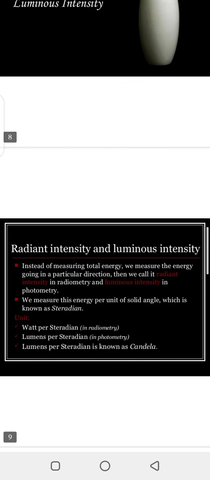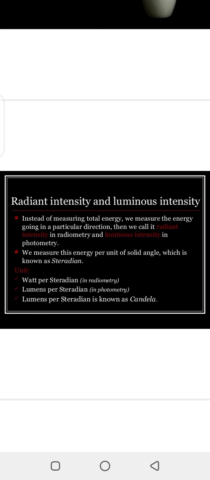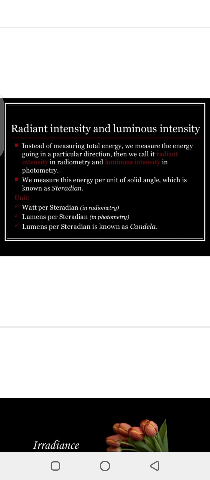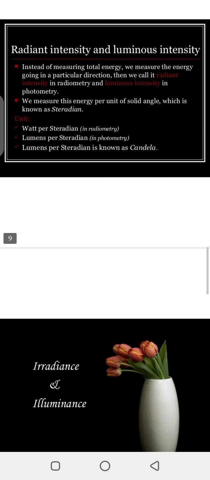Next, radiant intensity and luminous intensity. Instead of measuring total energy, we measure the energy going in a particular direction. Then we call it radiant intensity in radiometry and luminous intensity in photometry. We measure this energy per unit of solid angle, which is known as steradian. Unit watt per steradian in radiometry, lumen per steradian in photometry. Lumen per steradian is known as candela.